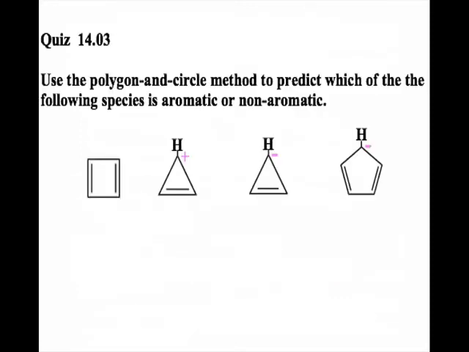So let's do a quick little quiz here. Using the Frost circle method, predict which of the following species is aromatic, non-aromatic, or anti-aromatic. I'm going to throw a third one in there. So draw the Frost circle for all of those. Two of them will actually have the same Frost circle. One of them I've got on the board for you.